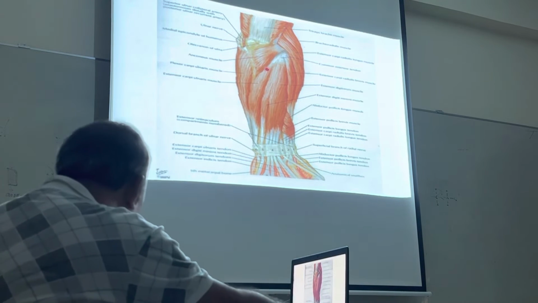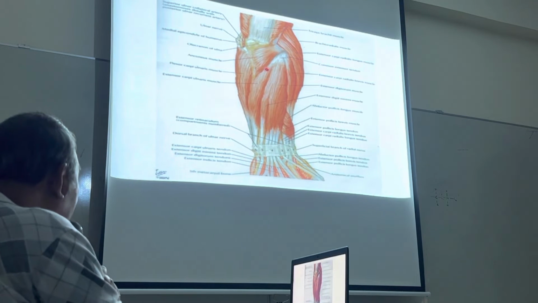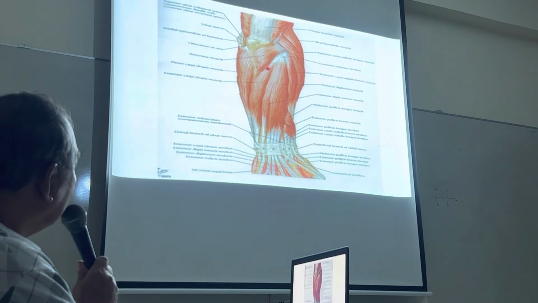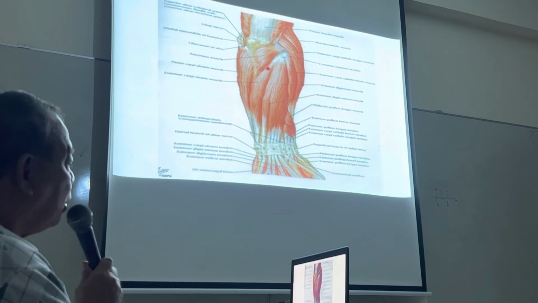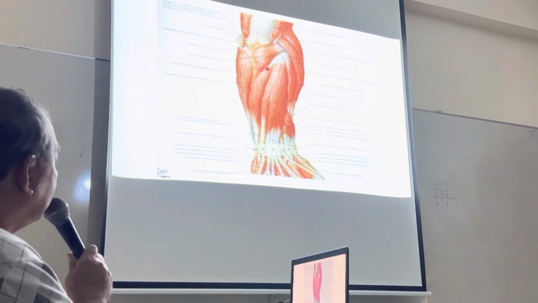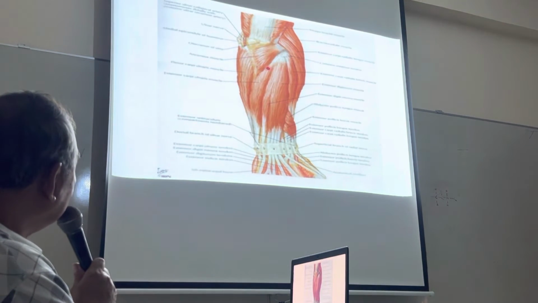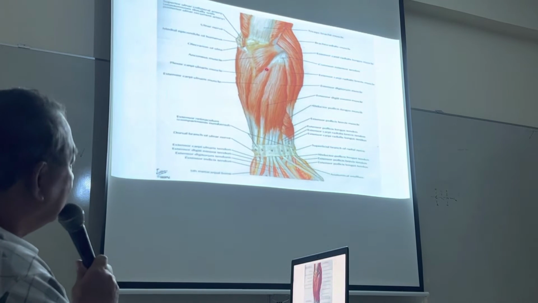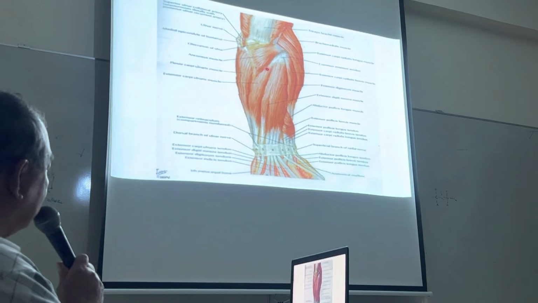Okay, so you have here the extensor digitorum that will divide into 4 tendons, and it would be inserted into the lateral 4 fingers, but not the thumb. The thumb has its own muscle tendons. As the name implies, extensor digitorum will extend the fingers. It will be inserted into the middle and the distal phalanges.